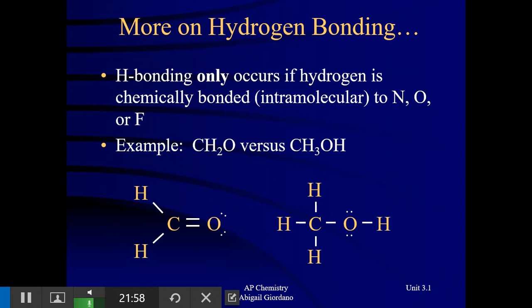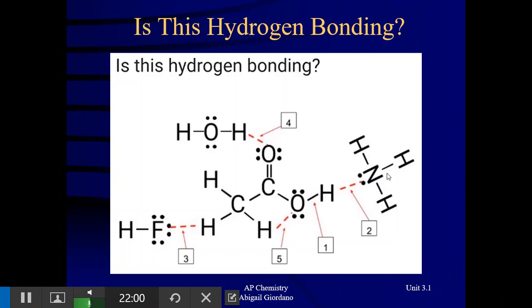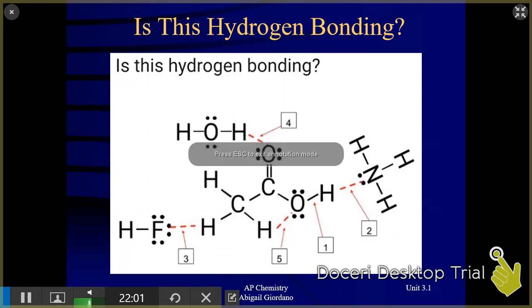Okay, so we're going to play a little game called, is this hydrogen bonding, yes or no? Let's go in order. Let's look at box number 1. It's pointing to a bond between O and H, ladies and gentlemen. That is not hydrogen bonding. That is a covalent bond. Hydrogen bonding, just like the other types of intermolecular forces, exists between molecules, not within. So number 1 is not.